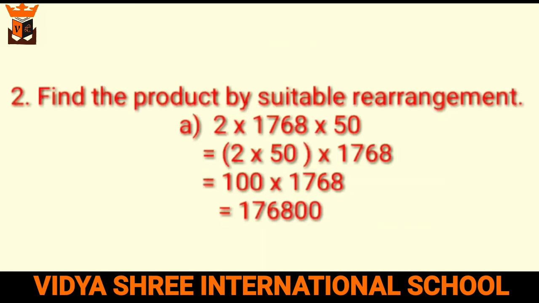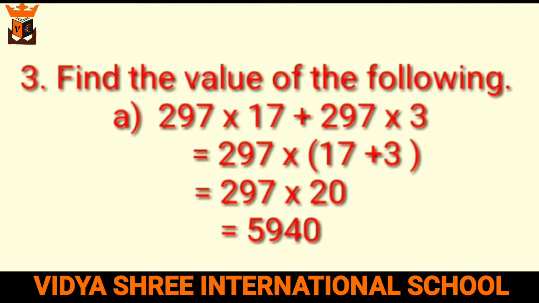Second question in your book is find the product by suitable rearrangement. It is the same way as we did in the first question. First part is 2 multiply with 1768 multiply with 50. So again we will group the numbers such that we will get the maximum number of zeros at the end. So we group the numbers 2 and 50 together. Product of 2 and 50 is 100, which we will multiply with 1768. So we will get the answer 1,76,800.